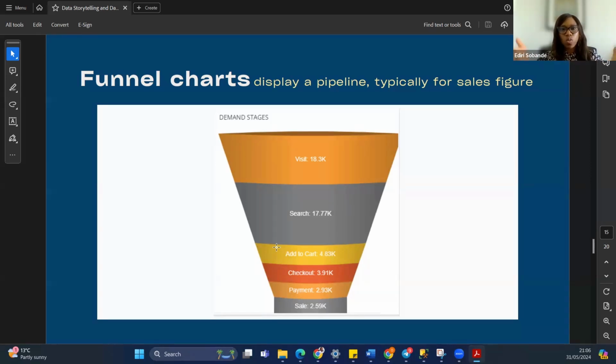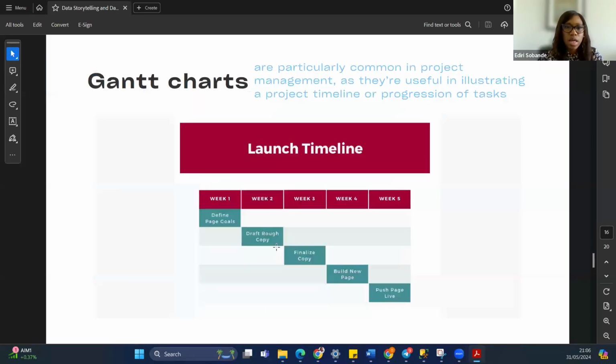So you want to see at what point my customers or my users or those interacting with my product or my site are dropping off. So the funnel is very good to show that kind of message and to convey that information to your user.